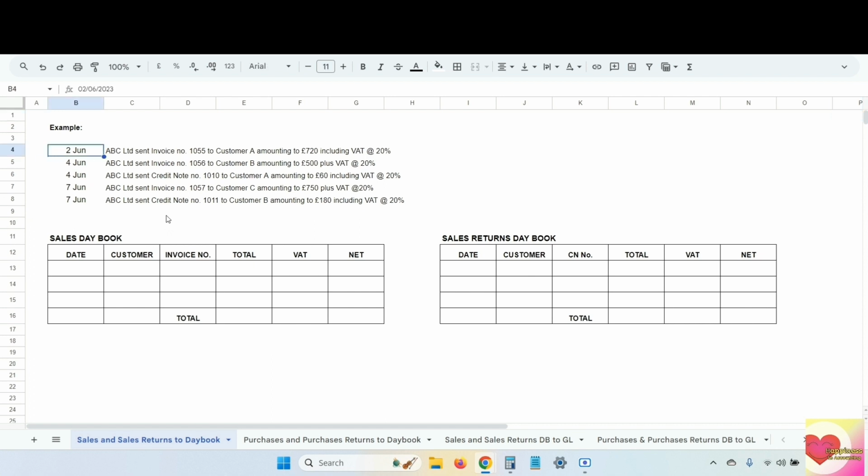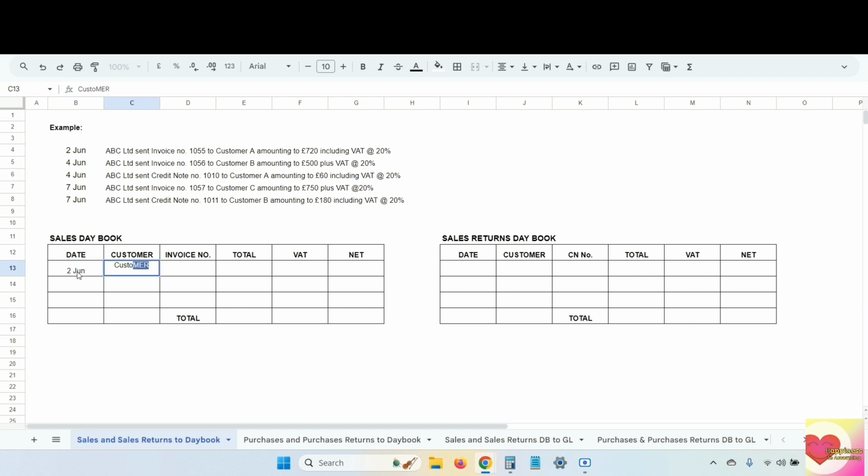First, on the 2nd of June, ABC Limited sent invoice number 1055 to customer A amounting to 720 including VAT at 20%. When we say ABC Limited sent invoice to a customer, it means ABC Limited made a sale. The amount says 720 including VAT. It means this amount is our gross amount. Since this transaction is a credit sale, let's enter this into our sales daybook.